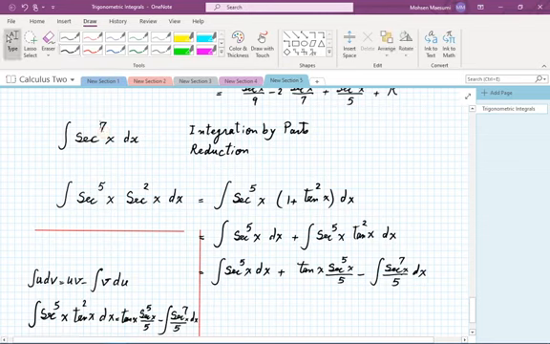I have secant to the power of 7. Then I split it into two pieces. Out of that is born a smaller case of the problem I had to begin with, and another piece which is the same as the integral that I wanted, except with a different coefficient somewhere in it.